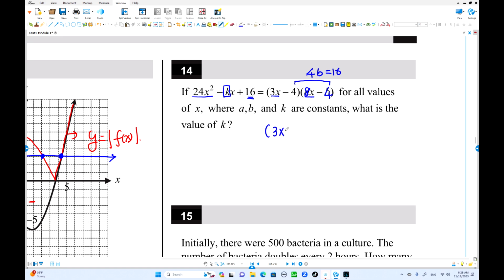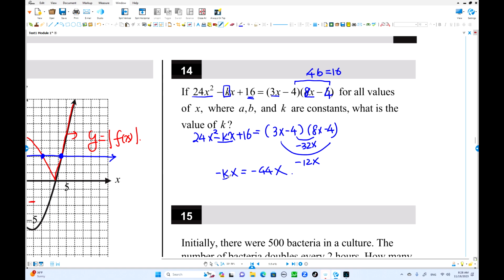I'm going to write one more time to make clear. 3x minus 4 times 8x minus 4 is equal to 24x squared minus kx plus 16. Now how can you find the middle term? The middle term is over here, right? Negative 32x, negative 12x, that is equal to negative kx. Negative kx is actually equal to negative 44x.